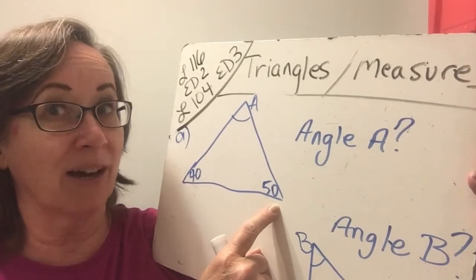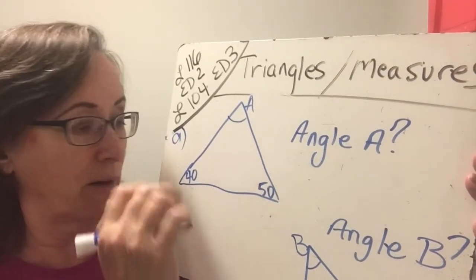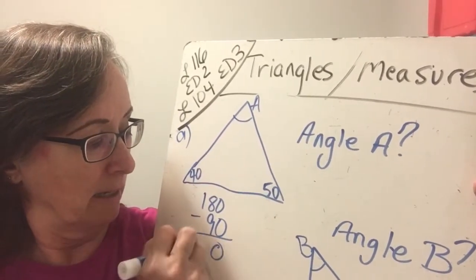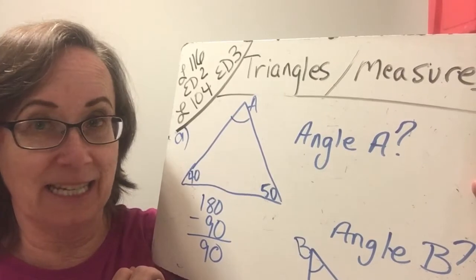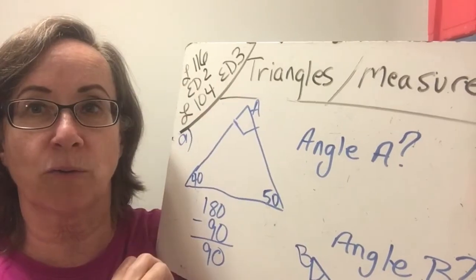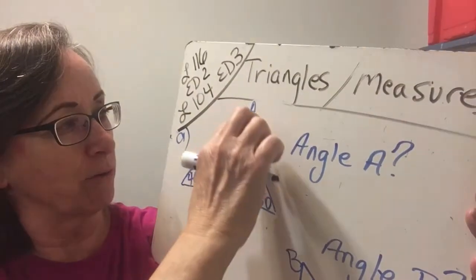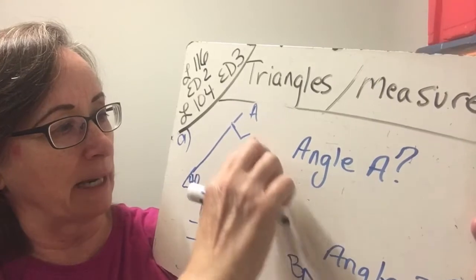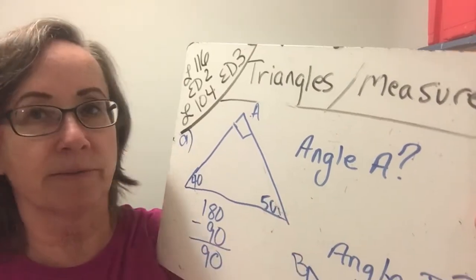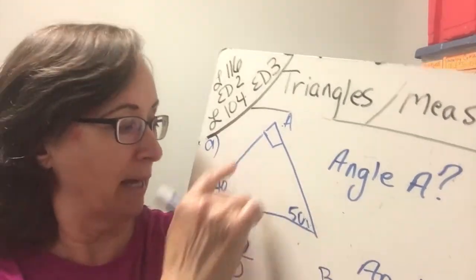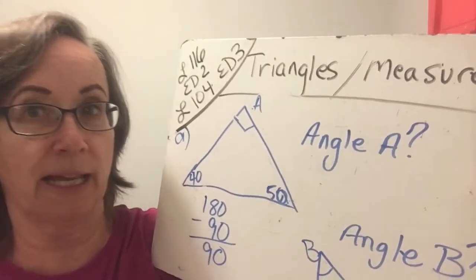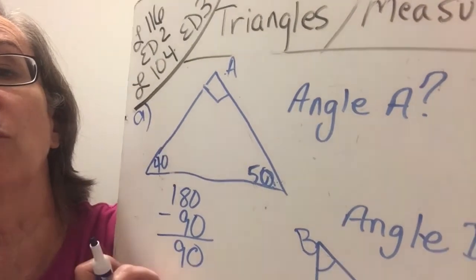If we only have 180 in one triangle, 180 minus 90 leaves us 90. So what should we put here? We should put the right angle mark. Probably should have drawn that looking a little bit more like a right angle, but it has to be a right angle, doesn't it? Close enough. Okay, it has to be a right angle because I have to have all of my degrees add up to 180. Can you see the picture there?